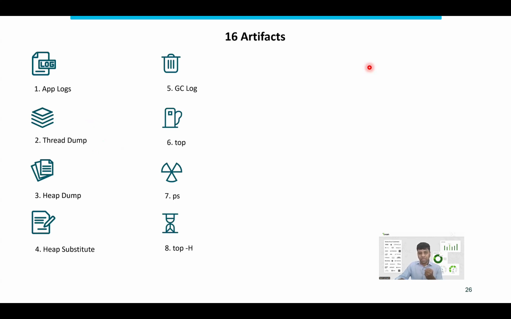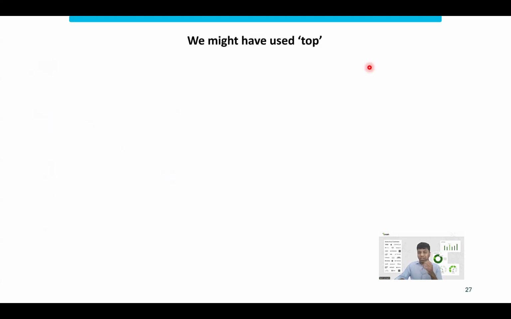Now I'm progressing. Friends, top dash H. Several of us have used the top command, but the top command has one secret option. It's called top uppercase H minus p process ID. When you give this command, what will it output? It is a very secret but very powerful option. When you give this, the top command will print all the threads that are running within this process and what each thread's CPU consumption is.